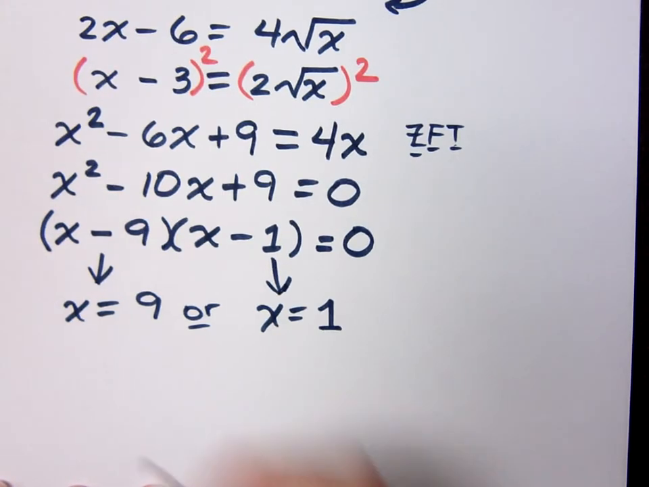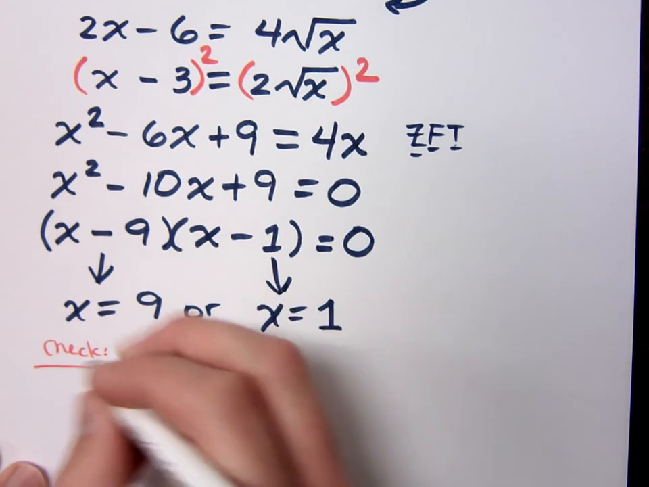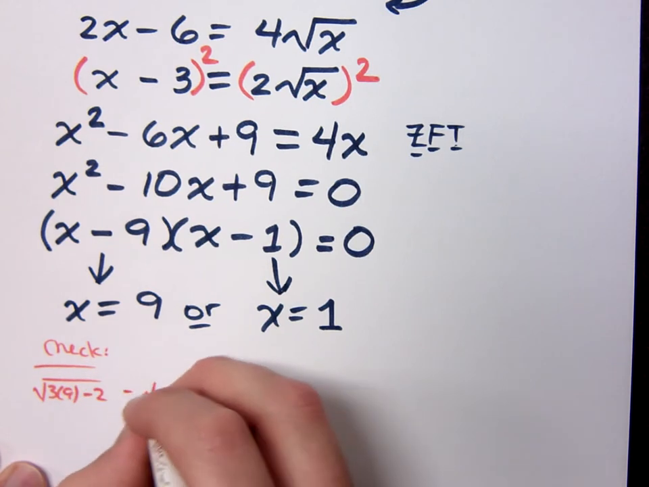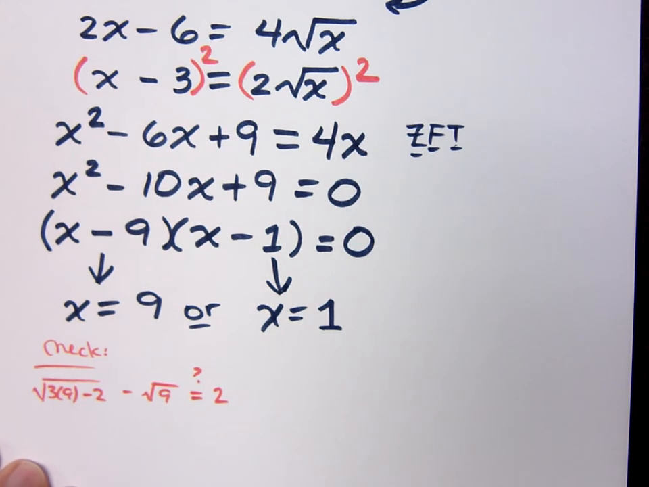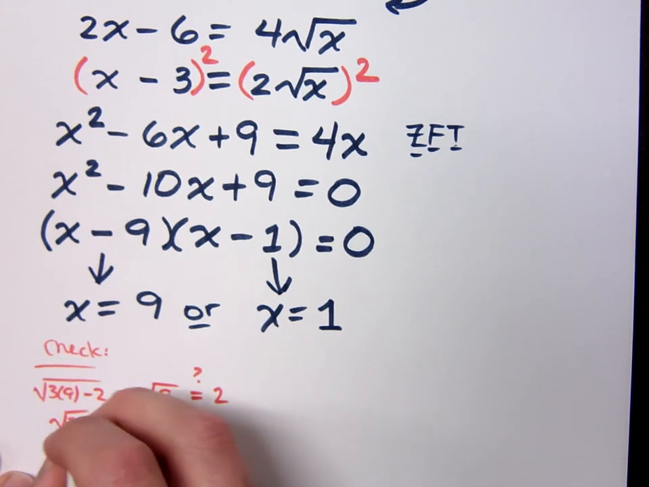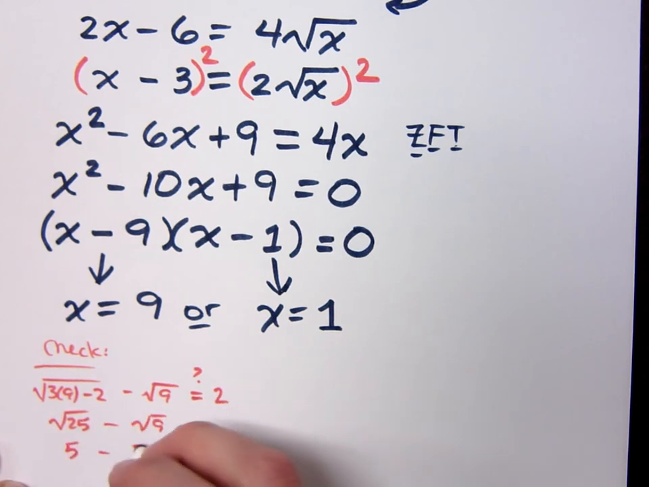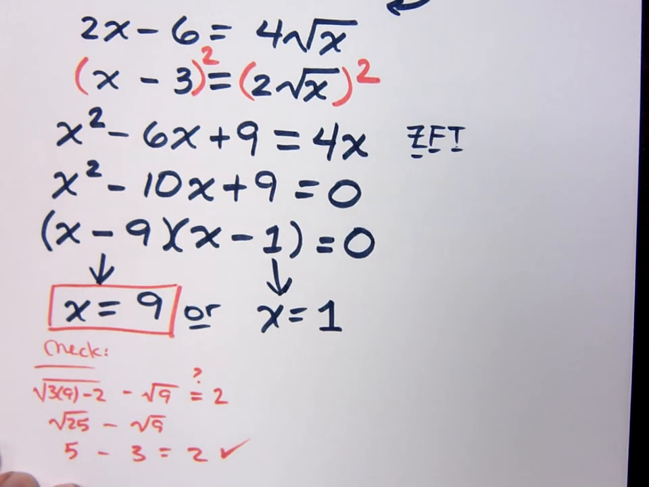So we're going to check each of these. Let me check this one. In the original, we want to check to see, is the square root of 3 times 9 minus 2, minus the square root of 9, equal to 2? Well, what's 3 times 9 minus 2? So is the square root of 25 minus the square root of 9 equal to 2? Yes. That's 5 minus 3, which equals 2. Check. So I can box that one. I know it's right.